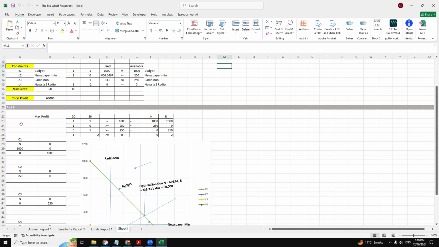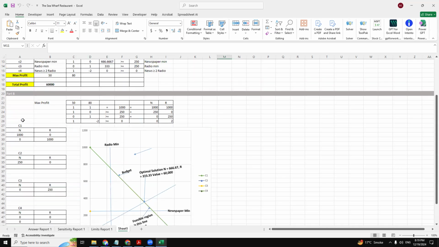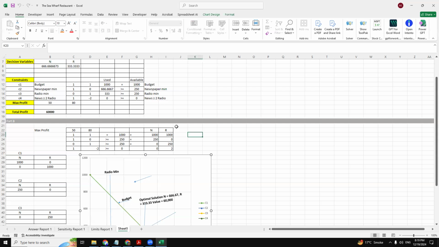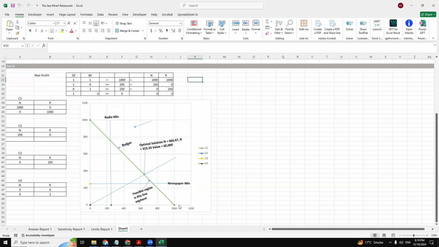And the next part is part B, which asks how we can provide the graph. So this is the graphical solution, and these are all the constants I've taken from the top, and by using them I created this graph using Excel charts.